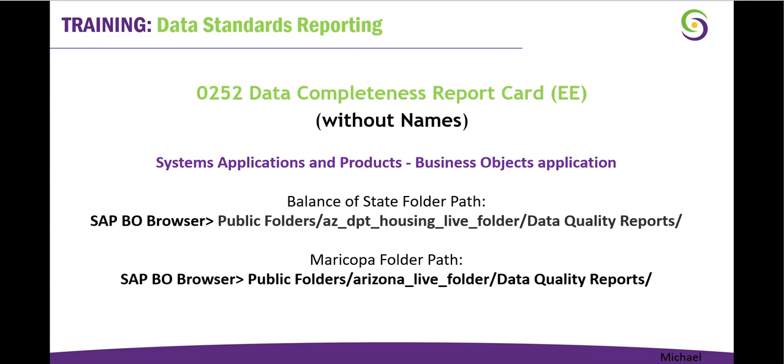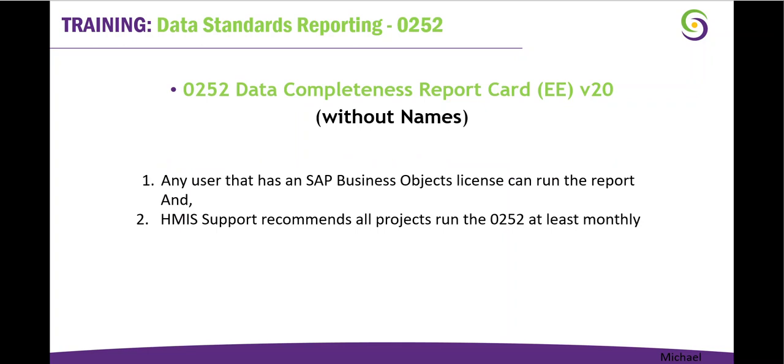Welcome to this brief video on the 0252 Data Completeness Report Card Entry Exit version 2.0. Although most commonly, agency administrators, executives, or supervisors will be running this report, any user that has an SAP Business Objects license can run the report. And HMIS Support recommends all projects run the 0252 at least monthly.